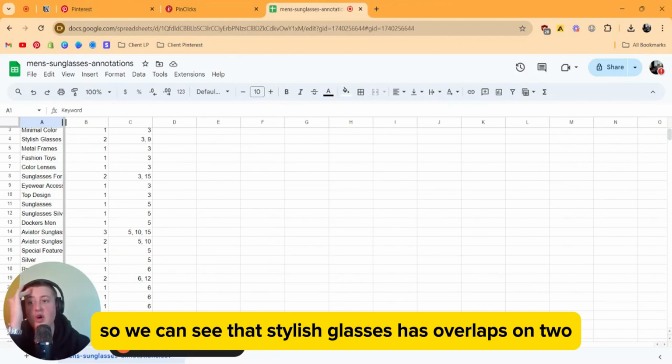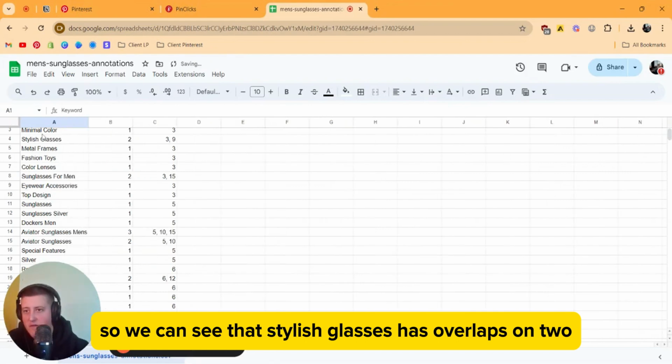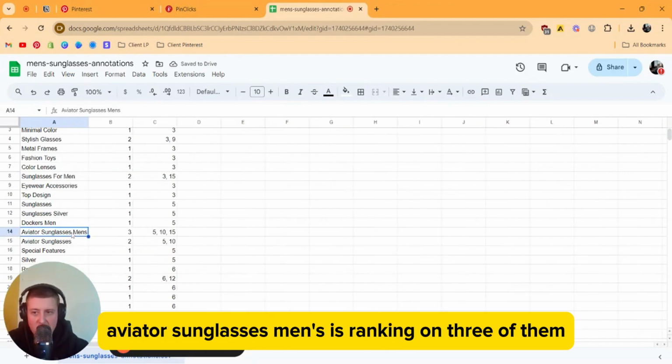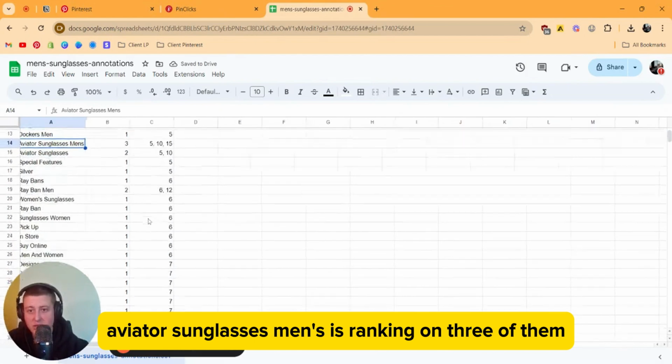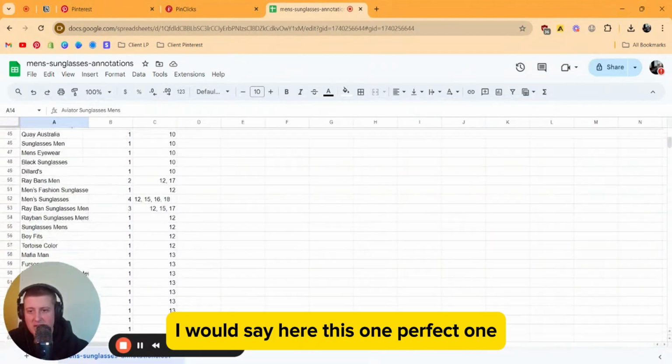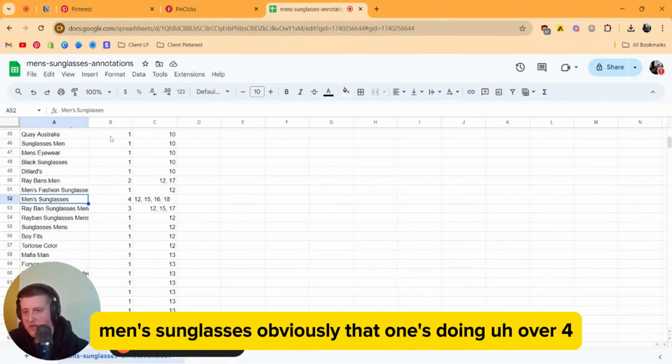So we can see that stylish glasses has overlapped on 2 pins here. Aviator sunglasses men's is ranking on 3 of them. Let's see here. This one, perfect one, men's sunglasses, obviously. That one's doing over 4.